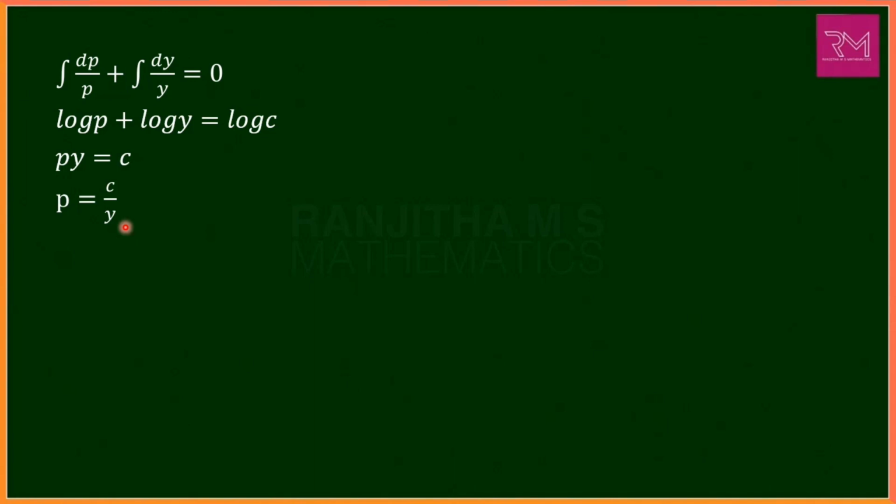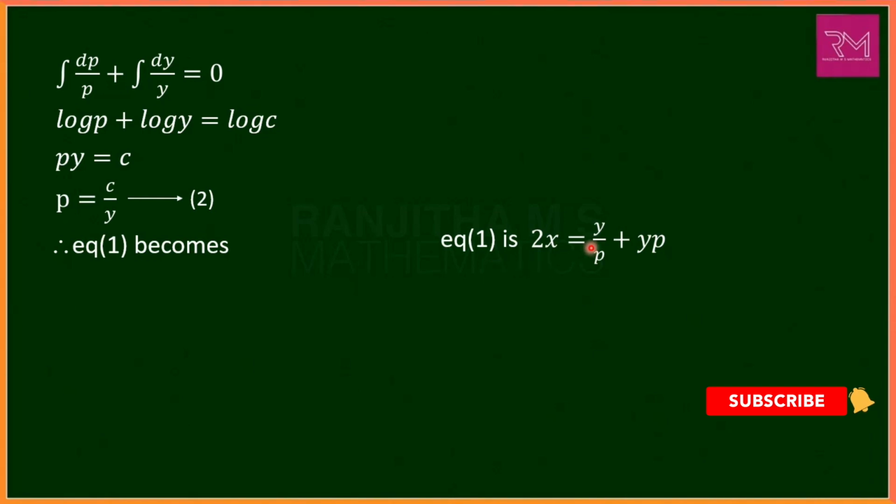This is the method of solvable for x. Our aim is to find the general solution of an equation which does not contain p. Call this equation 2. Our aim is to find a general solution which does not contain the term p, that is dy by dx, so we substitute the p value in equation 1. Equation 1 is 2x equal to y by p plus y into p. In the place of p we substitute c by y, so 2x is equal to y divided by p, that is c by y, plus y into c by y.